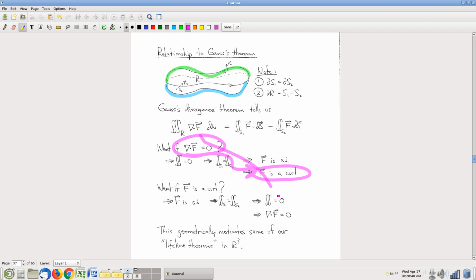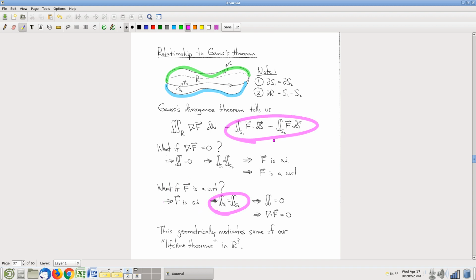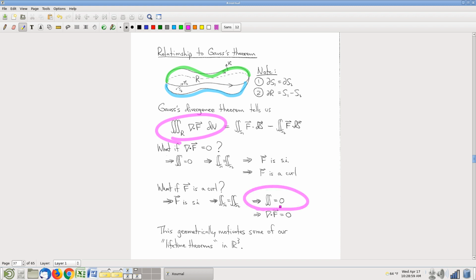And the argument goes backwards just like it did in the other context. If a vector field is a curl, we already know it's surface independent. If it's surface independent, these two integrals are equal, which means that difference is zero. If that difference is always zero, well, unavoidably, that means that this triple integral is always zero. How's that possible? How can you have a triple integral that's always zero no matter what R is, no matter what your domain for integration is? Well, that means that this integrand has got to be zero.